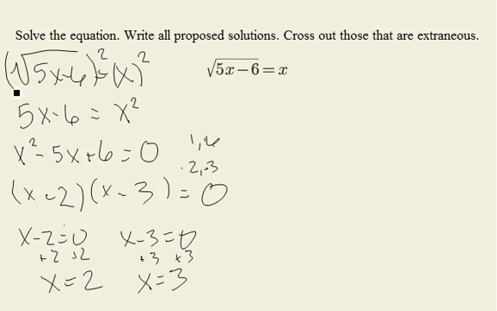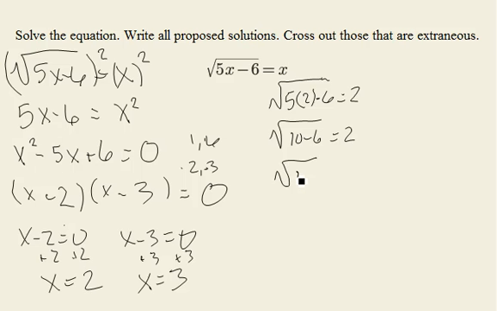Now when you're working with square roots and then you're squaring, you have to check for extraneous solutions. So we need to plug both of our solutions back into the original equation. So we have the square root of 5 times 2 minus 6 equals 2. So that's the square root of 10 minus 6 equals 2. So that's the square root of 4 equals 2, and then 2 equals 2. So that is a solution.